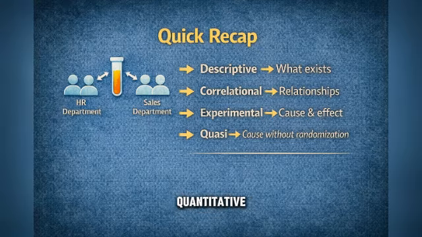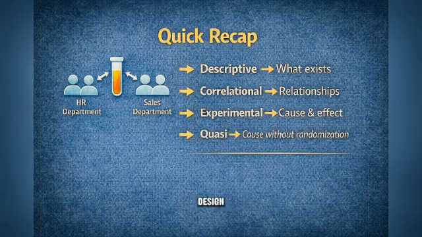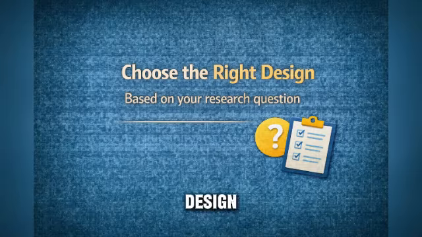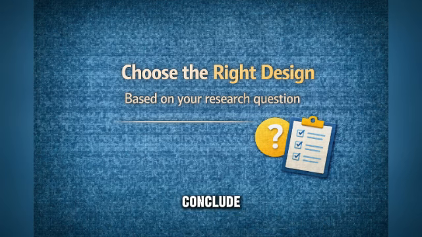Now let's recap the quantitative research designs. Descriptive design describes what exists. Correlational design examines relationships. Experimental design tests cause and effect with random assignment. Quasi-experimental design tests cause and effect without random assignment. Choosing the right design depends on your research question, your data, and your level of control. To conclude, quantitative research design provides a structured and scientific way to answer research questions using numbers and statistics. When the design is clear, the results are stronger, and the conclusions are more reliable.